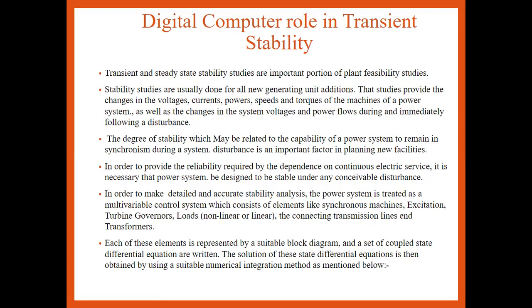In order to make detailed and accurate stability analysis studies, the power system is generally treated as a multivariable control system. How do we consider the power system? As a multivariable control system, which consists of synchronous machines, excitation system, generator, transformer, loads, and connecting transmission lines.